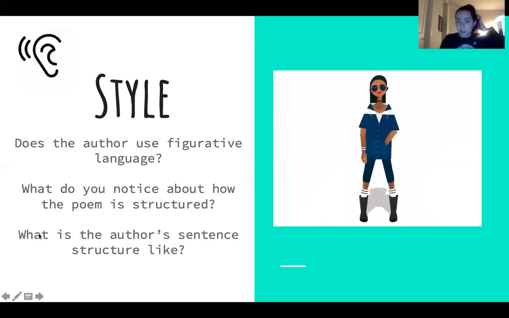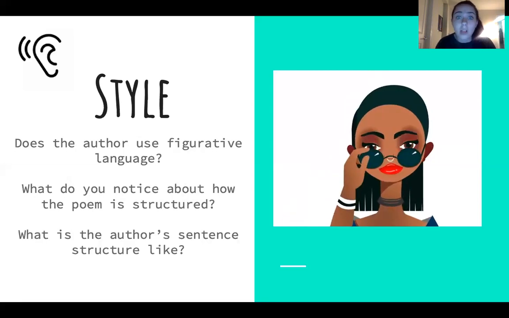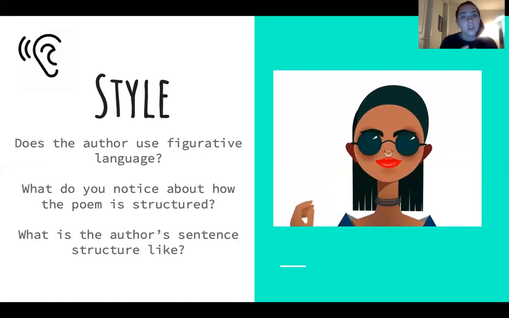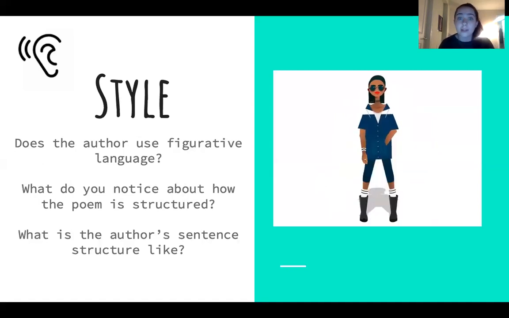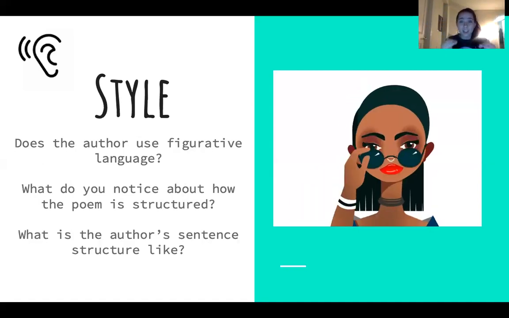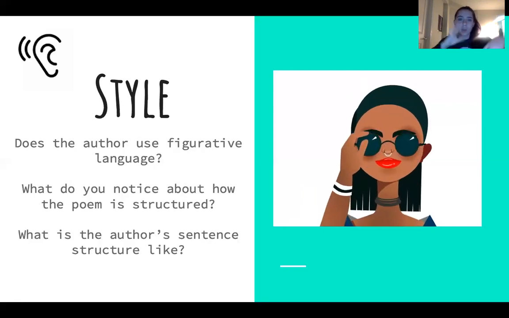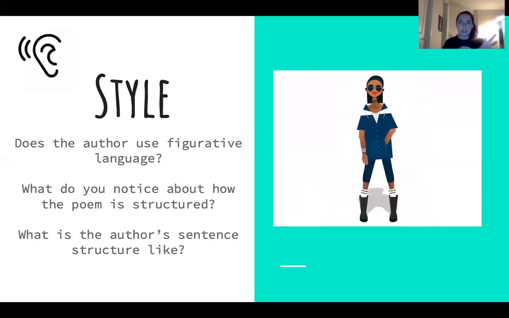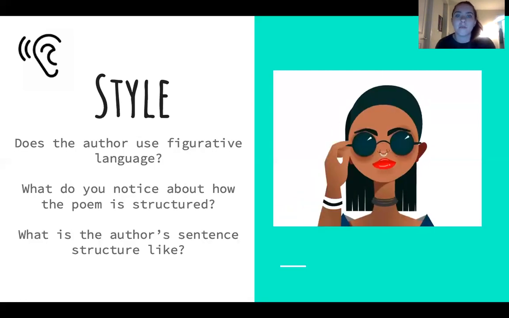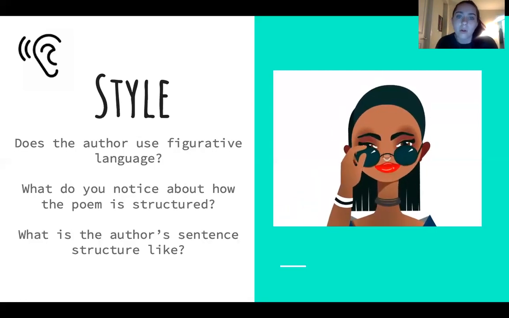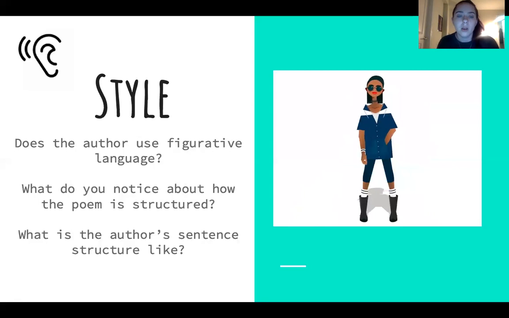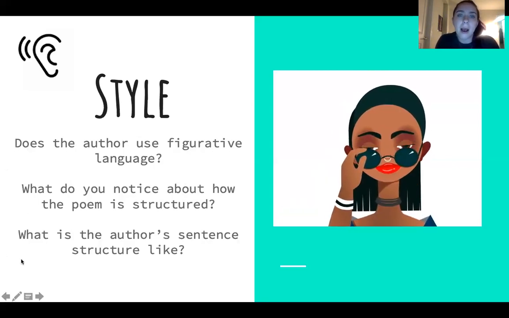And lastly, we can ask ourselves, what is the author's sentence structure like? This is where we're thinking, do they have really short sentences? Do they have super long sentences? Did they use short sentences for most of the poem, but then in one section they went into this long, flowy, flowery sentence? Or did they even structure their poem in sentences at all? Some poets won't use periods. So those are the three questions we're asking ourselves for style.